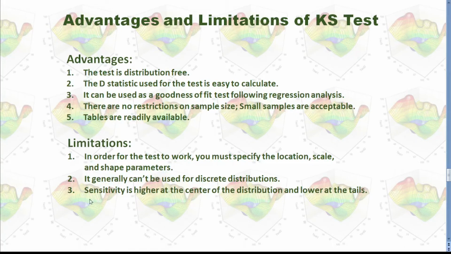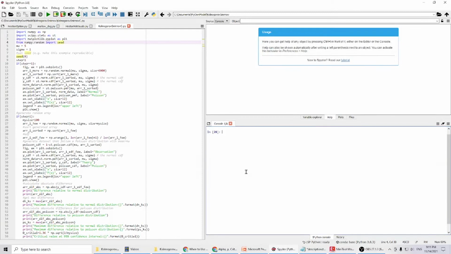Lastly, sensitivity is higher at the center of the distribution and lower at the tails. Now, let's go to Python, see how we can perform the KS test. As you know, the KS test is used to compare distributions. In this video, I'm going to use the normal distribution and the Poisson distribution.